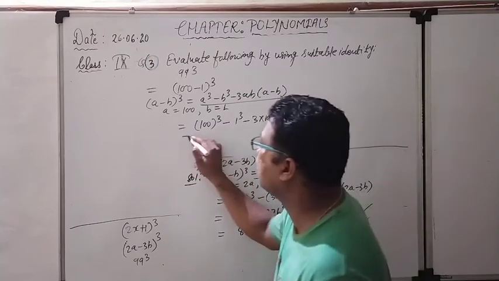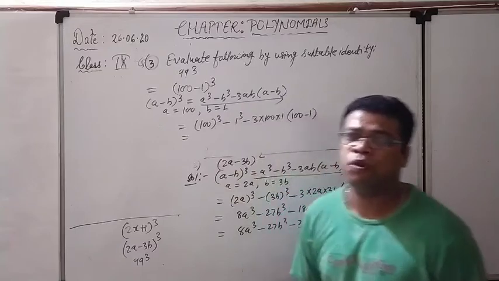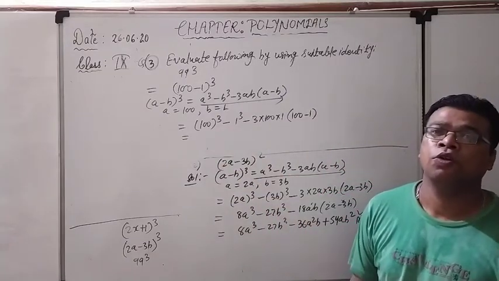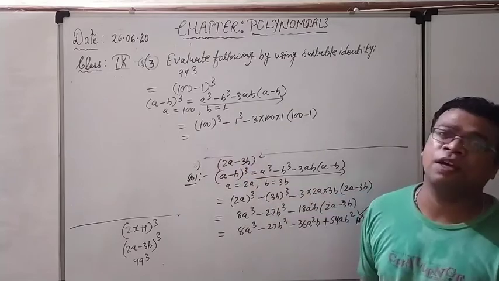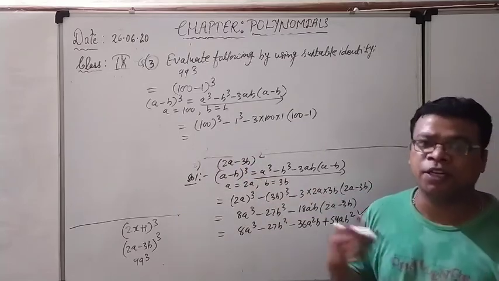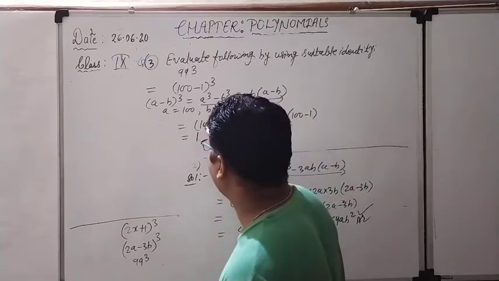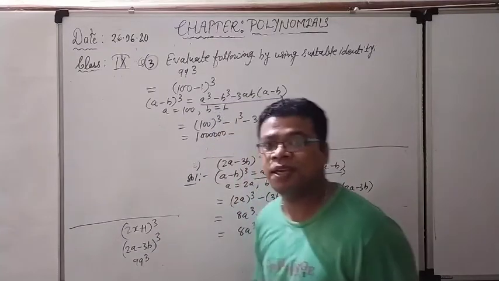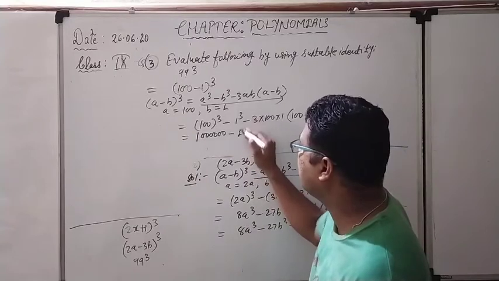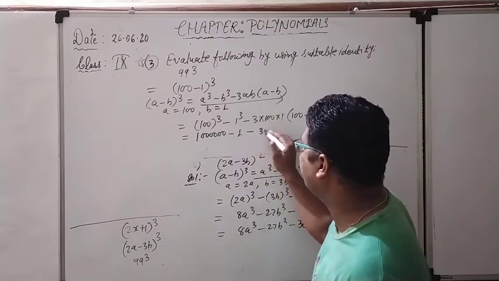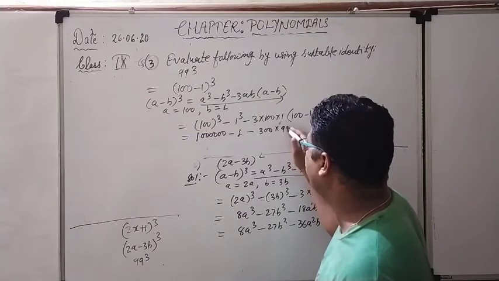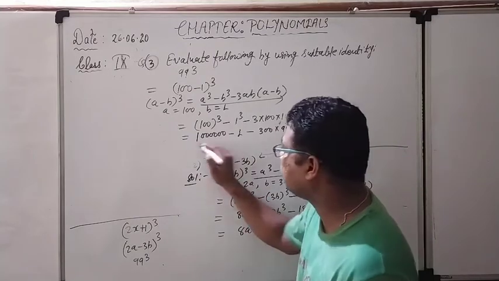Right now I think 100 cube. So 100 cube means how many zeros are there in the 100? Double zero. So how many zeros will be there? Power 3 means 100 into 100 into 100. Meaning is that 1 and after that 6 zeros, 1,000,000. Is it okay? Yes. 1 cube will give you only 1. Minus 3 into 100 will give you 300. And this 100 minus 1 will give you directly 99.